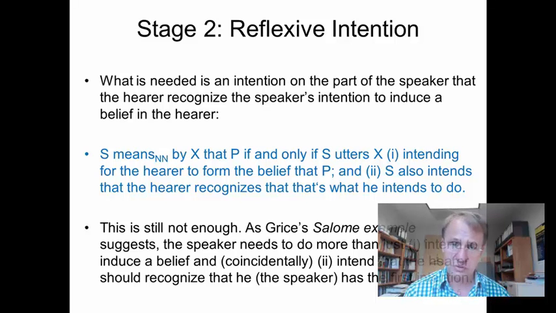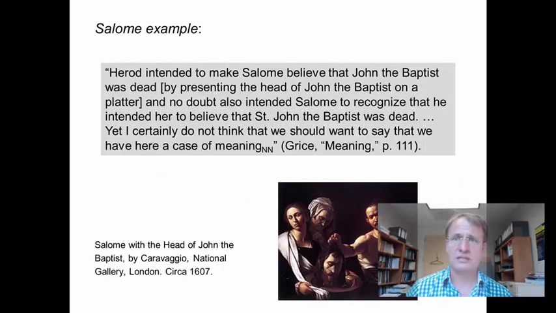But Paul Grice thinks that this second account is still not good enough, and he gives a counterexample to the second account. The counterexample has to do with a biblical story, Salome. So this is what he writes, I quote: Herod intended to make Salome believe that John the Baptist was dead by presenting the head of John the Baptist on a silver platter, and no doubt also intended Salome to recognize that he intended her to believe that St. John the Baptist was dead.